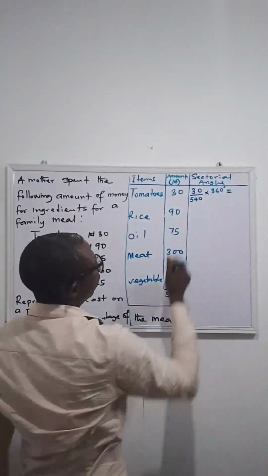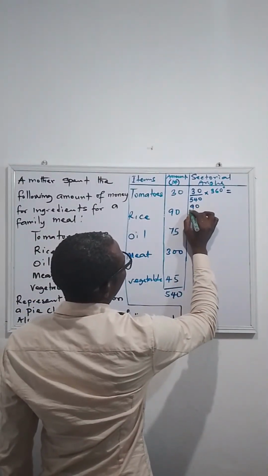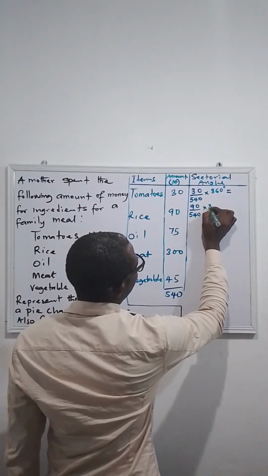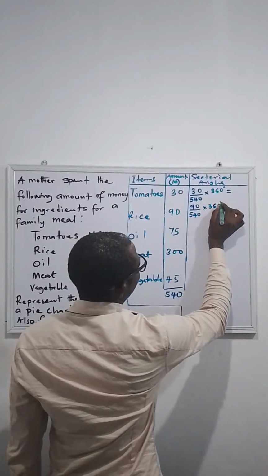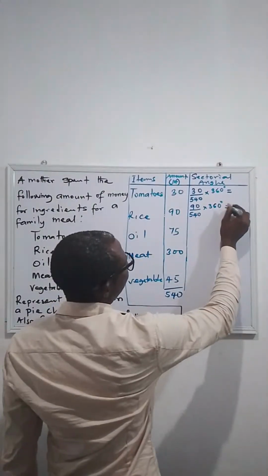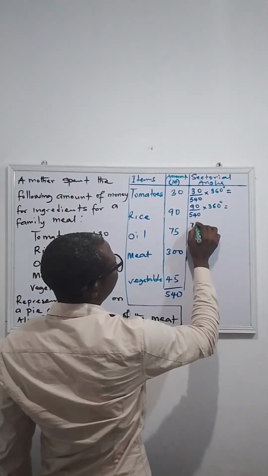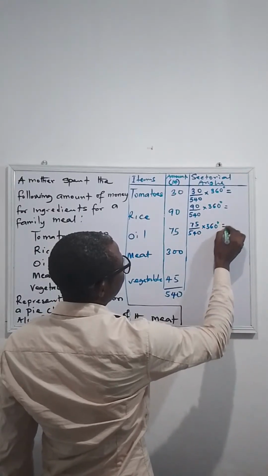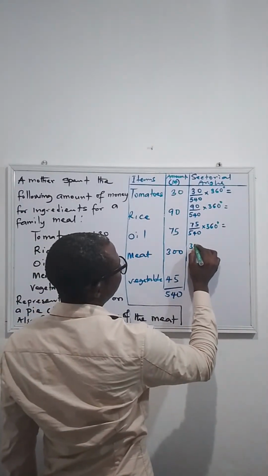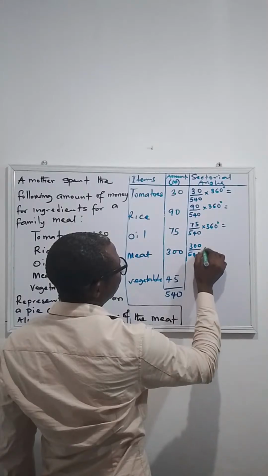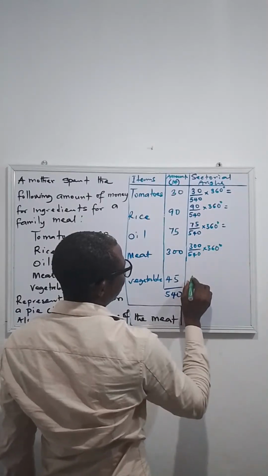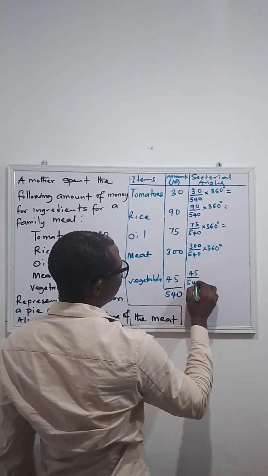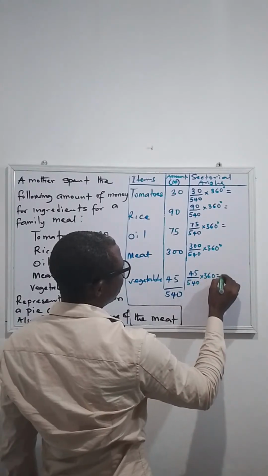Okay, so the next one, we have 90 over 540 times 360 degrees. Okay, so the next one is 75 over 540 times 360 degrees. Okay, so we have 300 over 540 times 360 degrees. All right, and the next one, 45 over 540 times 360 degrees.